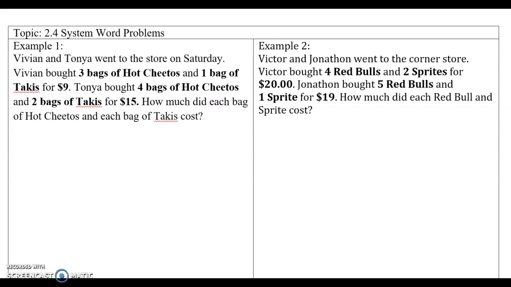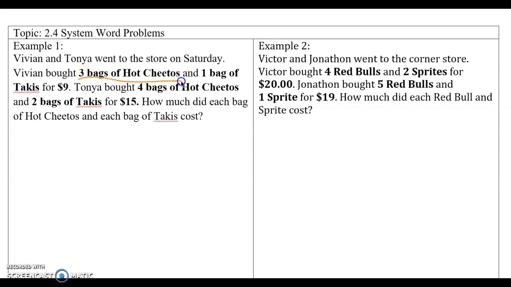Topic 2.4, we are solving system word problems. So we have to read the situation, write our two equations, and then solve. It's probably going to be easiest if we solve using elimination, but you can use substitution or you can even graph them.